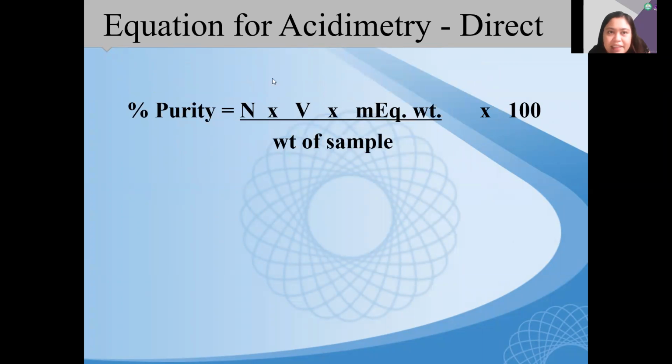Okay, so again class, please take note of our formula for the percent purity. Percent purity is equal to normality times the volume, this is for the titrant, times the milli-equivalent weight of the sample. Again, this is for the sample. And then divided by the weight of the sample times 100. But we will only use this formula if the titration is direct.